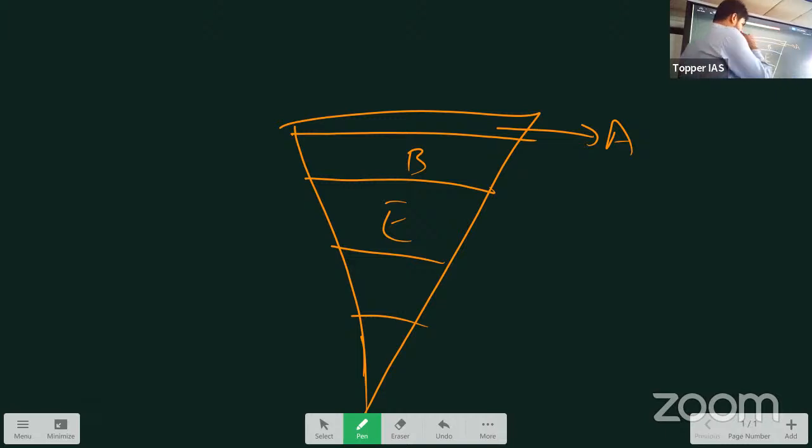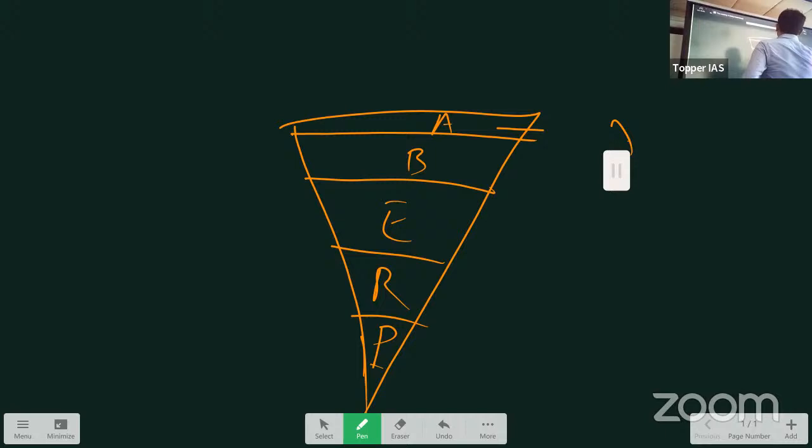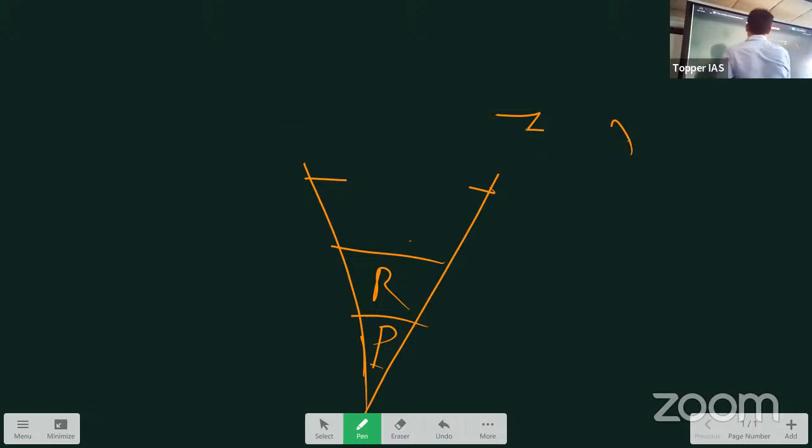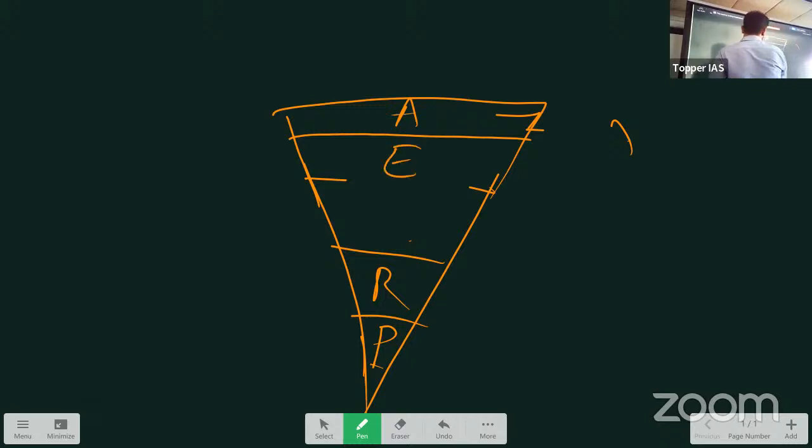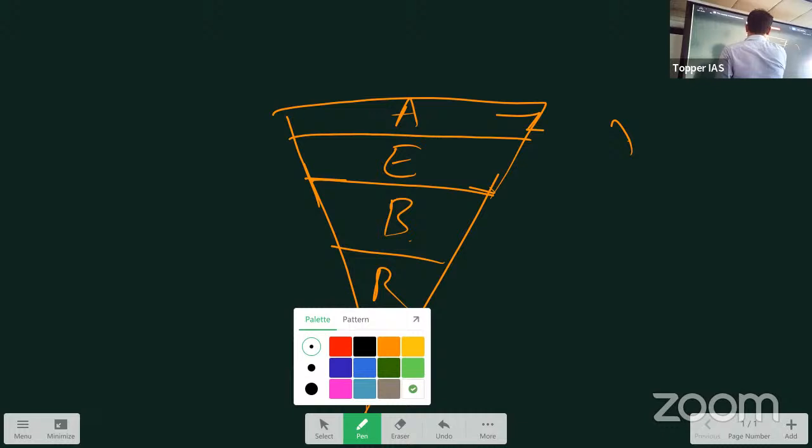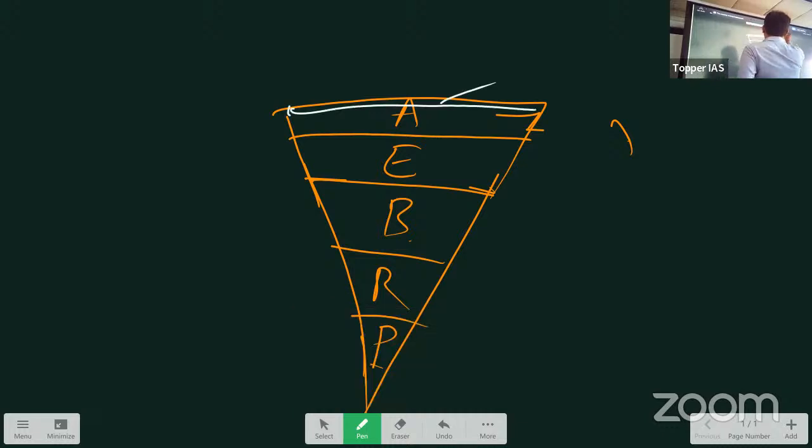What is this? Regolith region, R, and this is parent rock, P. So these are different zones. I'll explain what each is. A, B. What is the first top soil? It is A, correct? And after that E, and again there is B, correct? Within that we have O.